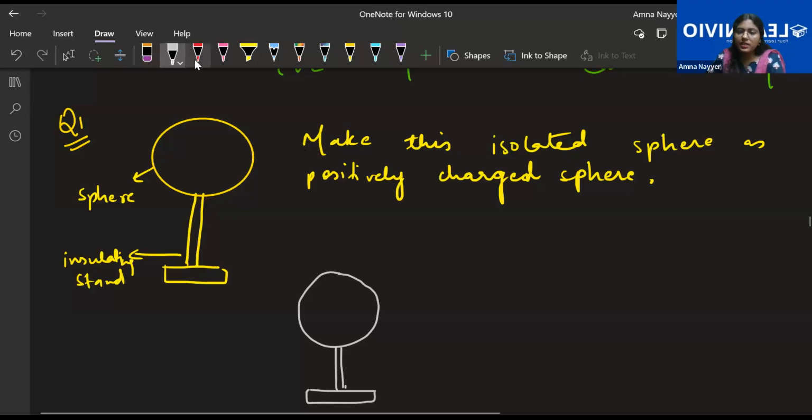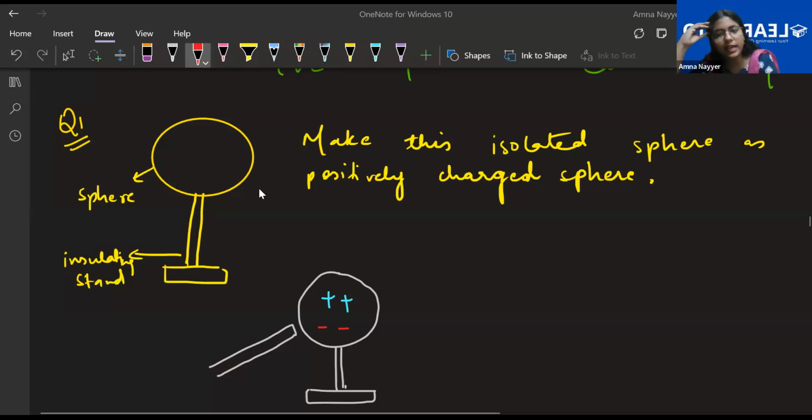Now this has positive charge, this has negative charges, right? It has positive charges, it has negative charges. Now, this body has to be made completely positively charged. So the glass rod that I am bringing has to be negatively charged or positively charged. What do you think? What would you suggest? It should be positive or negative?